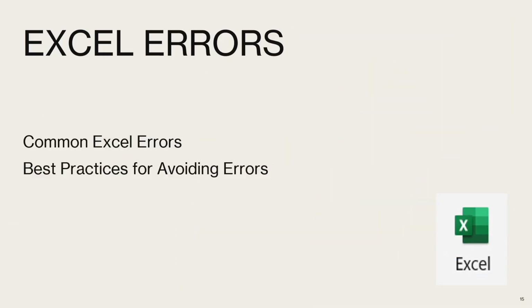Now, when you create formulas and functions, there's always a chance of running into errors. So there are some common Excel errors that you might see when you do these functions and formulas. We want to look at what those are so you have an idea of what they might mean in case you enter a function and you see one of these errors. We want to make sure you understand what the error means and how you can fix it. And also talk about some best practices that you can do to ensure that you avoid those errors in the first place.